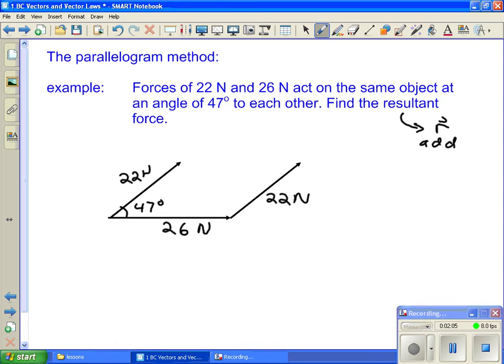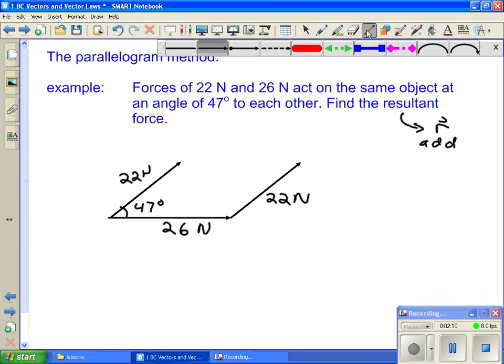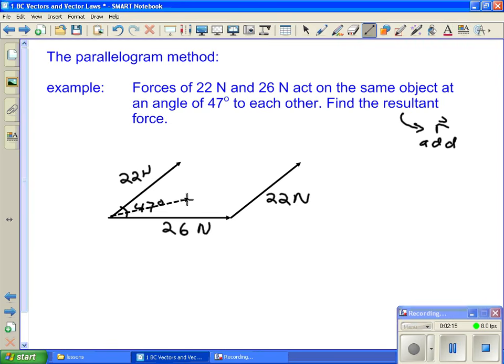The vector that we're looking for is the resultant, or the result of adding those two. So it's going to start from the tail of our 26 Newton vector and go to the tip of our 22 Newton vector. And if I dot in this last side up here, this is why they call it the parallelogram method, because by making a copy of that 22 Newton vector and moving it over, I've made myself a little parallelogram. And the resultant vector is going to be the diagonal of that parallelogram.